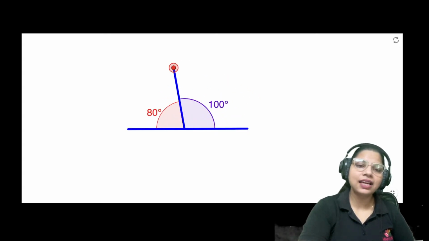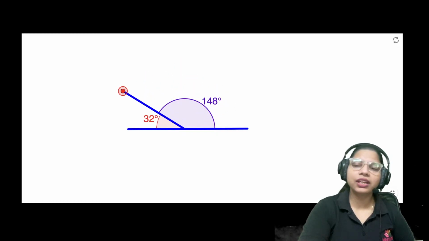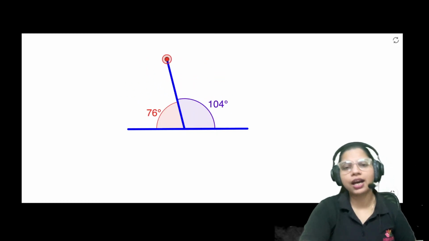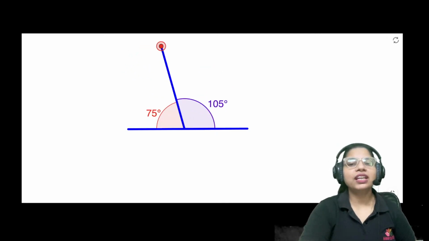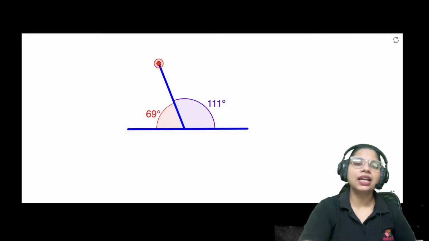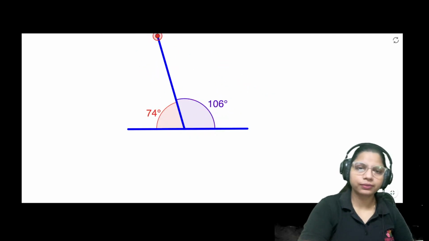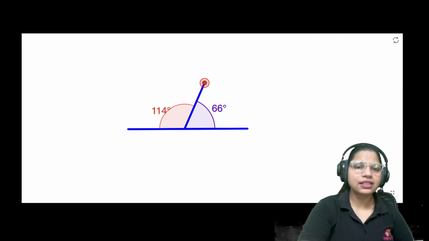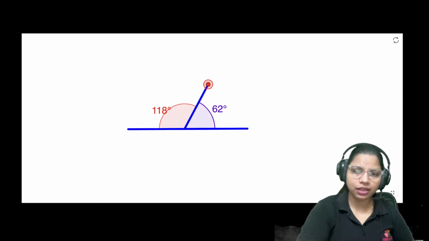Why is it happening? Because they all have to give the same sum always, 180 degrees. So when it gives 180 degrees, we call that supplementary. When it gives 90 degrees, we call it complementary. Do you think you are understanding something about complementary and supplementary angles?